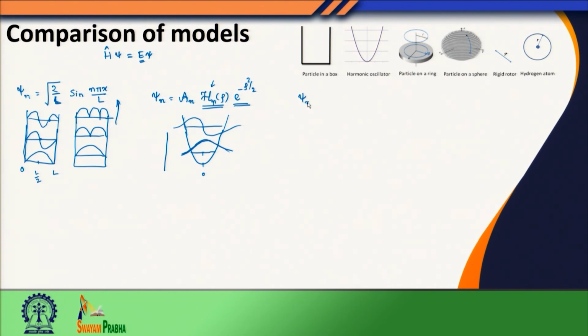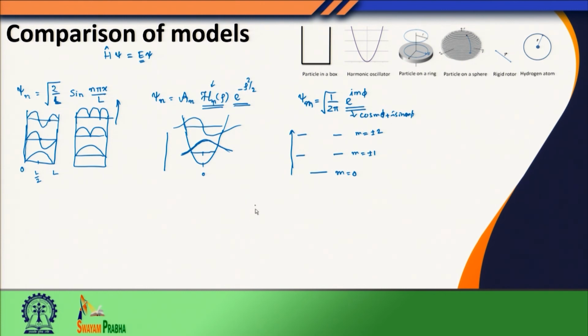Coming to the particle in a ring, we had psi m as a function e to the power i m phi, where phi goes from 0 to 2 pi. So, for the first time we saw a complex eigenfunction. Of course, we can write it as a cosine function plus a sine function. The energy levels will go as m equals 0 and non-degenerate, m equals plus 1 or minus 1, m equals plus 2 or minus 2, and so on and so forth. And this is how the energy level spectrum would appear for the particle in a ring.